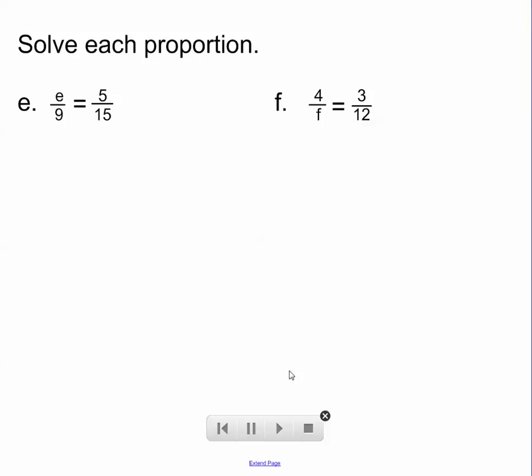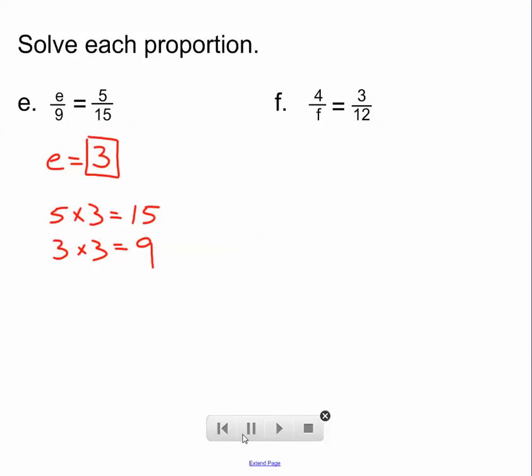All right, similar here. Let's solve this proportion. Look at this a little bit differently. E is 3, and the reason I know it's 3 is because 5 times 3 is 15. So 3 times 3 is the only way to get 9. I'm going 5 times what is 15? 5 times 3 is 15. So over here, I have to think what number times 3 is 9? 3 times 3 is 9. 3/9 and 5/15 both simplify to 1/3, so I know I'm right.